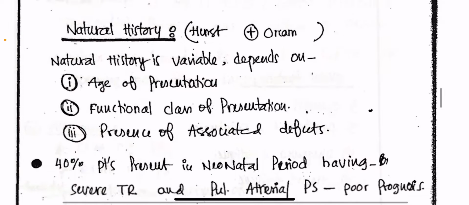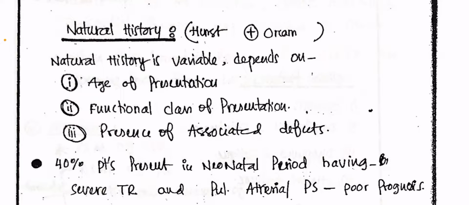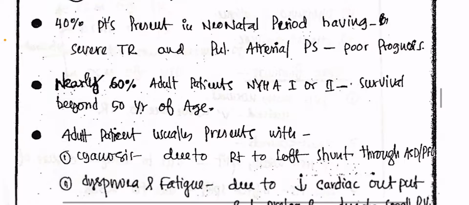Now, natural history of Ebstein anomaly. Natural history is variable, depends on age of presentation, functional class of presentation, presence of associated defects. 40% of patients present in neonatal period having severe TR and pulmonary atresia or pulmonary stenosis, and have poor prognosis. Nearly 60% of adult patients with NYHA 1 or 2 survive beyond 50 years of age.